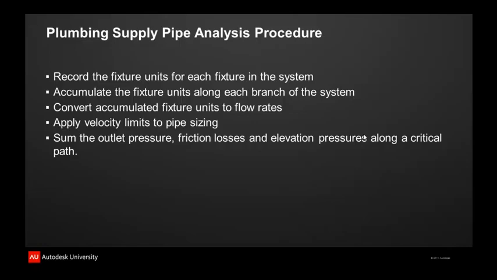When we go to apply those assumptions to the actual analysis, we start by recording the fixture units for each fixture in the system. We accumulate those fixtures along each branch of the system, then use the tables in those IPC and UPC standards to convert the accumulated flows into actual flow rates. We apply the velocity limits to sizing the pipes. And then finally, we sum the outlet pressure, the friction loss, and the elevation along a critical path.